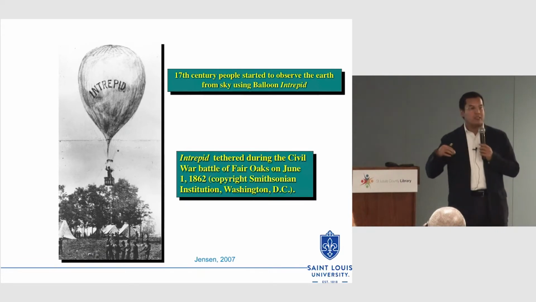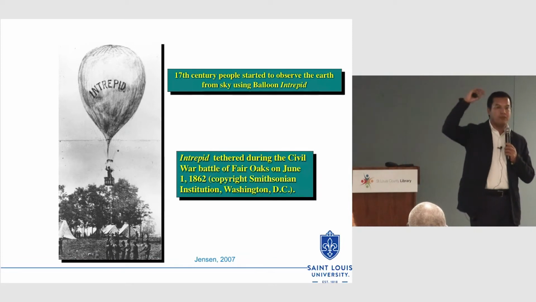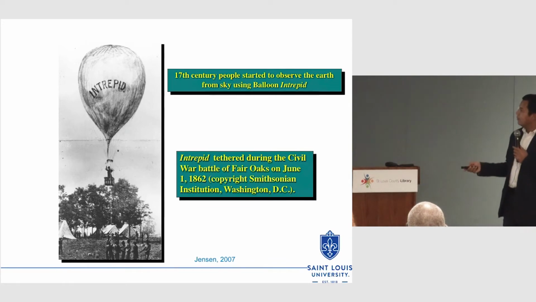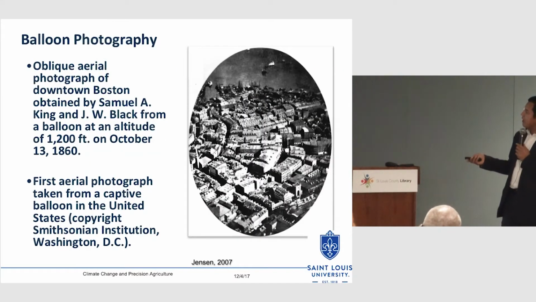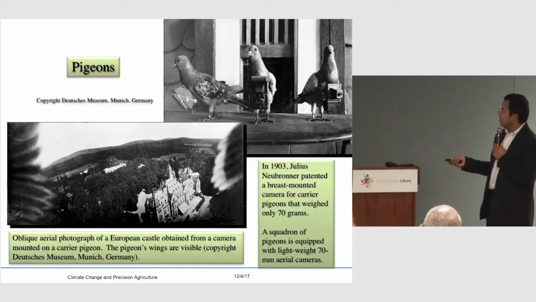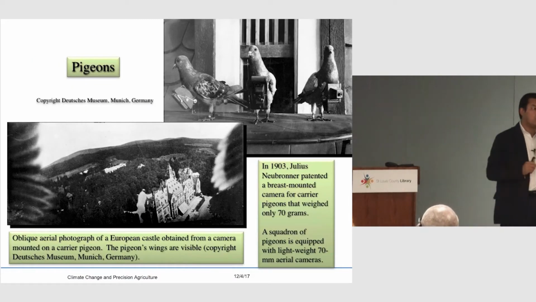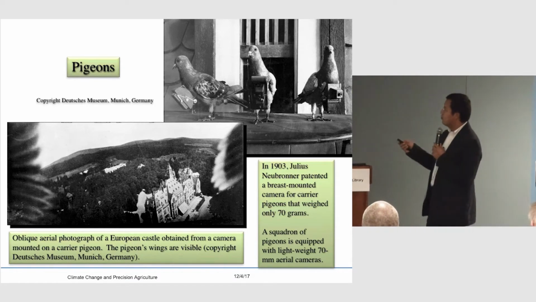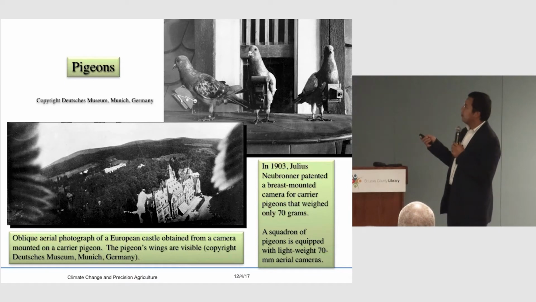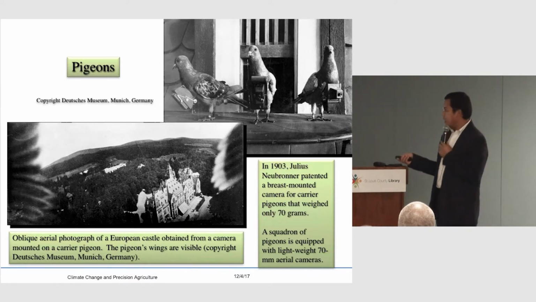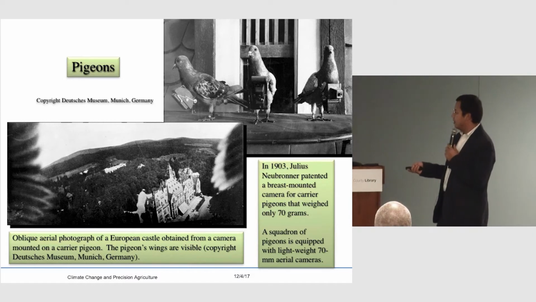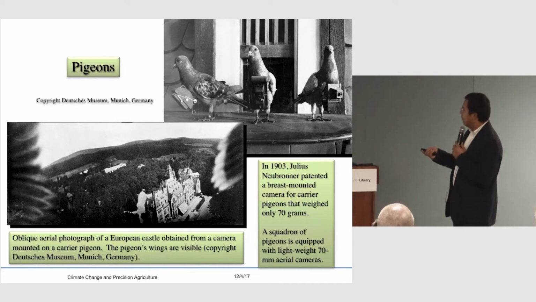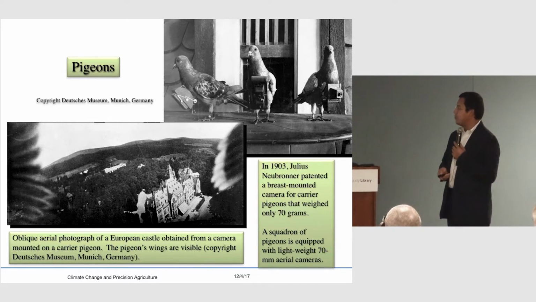and we were curious to see the Earth's ground from the sky, and we used balloons to do that. Later on, actually, I'm going to skip this slide. But pigeons were used to remotely sense in cities and urban areas, and those pigeons were equipped with cameras here, okay? This is an image of a European castle obtained from a camera mounted on a pigeon in Germany. So this is in 1900, right?